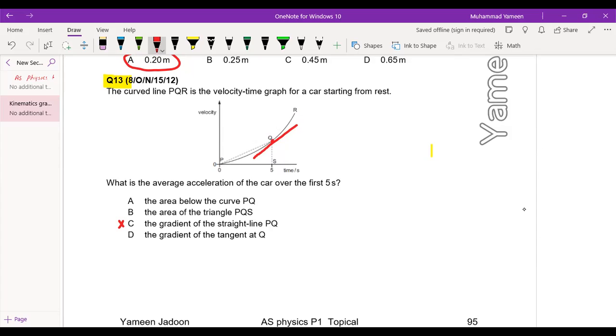of the tangent gives us the acceleration at that particular time, and then the gradient of this line that starts from the origin and goes to this will give us the total change in velocity till that time over total time, which is 5. So the gradient of straight line PQ, this is our right answer.